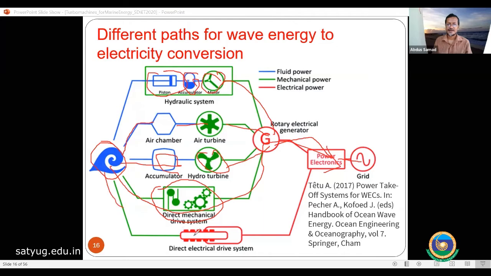Another is the direct electrical drive system. You have seen the motor. I think everyone has studied electrical engineering in the first or second year. In the motor mechanism you have seen, a coil and a magnet will be there. If you fix the coil and move the magnet up and down, there will be EMF generated in the coil.